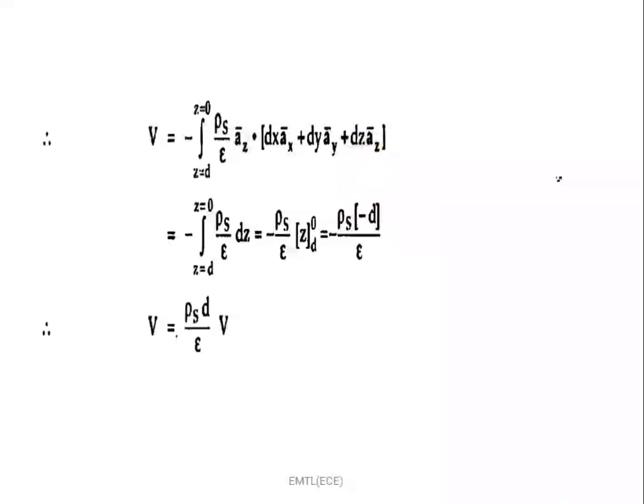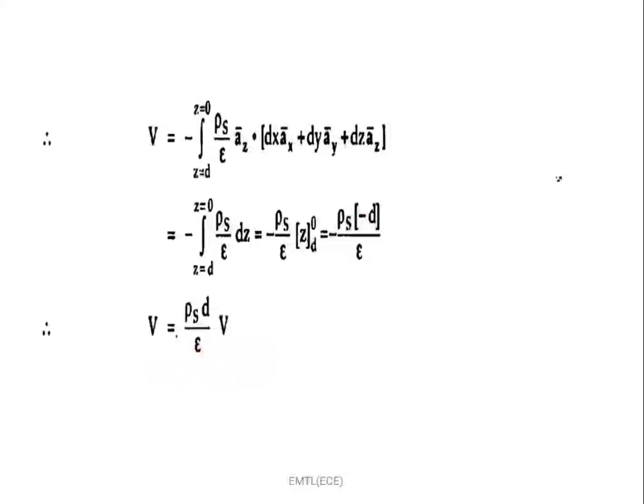So here this is the integration with respect to z. That means z is the only variable and the remaining terms are taken as constants. Just write it before the integration. Now minus rho s by epsilon, and the integral of dz is equal to z. Now apply the limits d to 0. So that is equal to minus d. Here minus into minus is equal to plus. So the potential is equal to rho s d by epsilon volts.